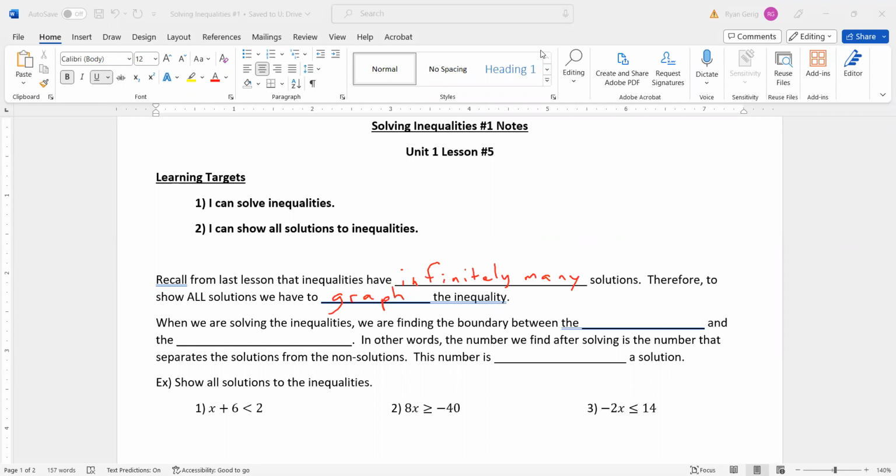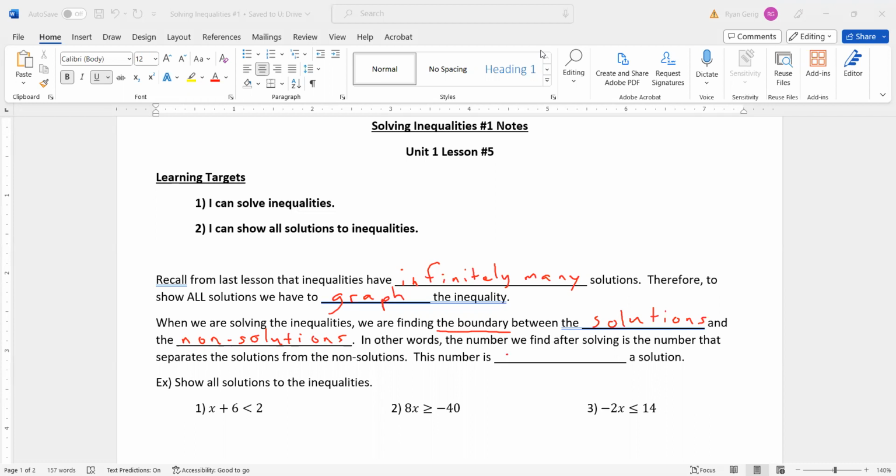So when we are solving the inequalities, we are not finding the solution. We are finding the boundary between the solutions and the non-solutions. So on one side of the number is the solutions, and the other side is the non-solutions. Make sure you understand that difference between equations and inequalities. In an equation, when we solve it, we're finding the one solution. In an inequality, when we solve it, we're finding the boundary. Okay? In other words, the number we find after solving is the number that separates the solutions from the non-solutions.